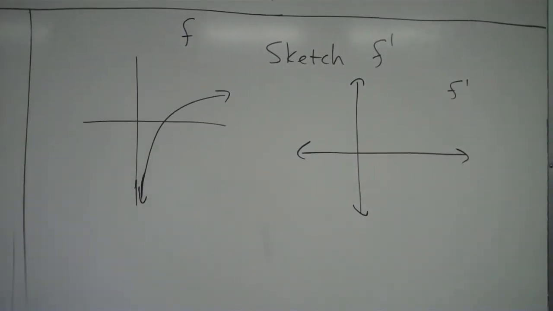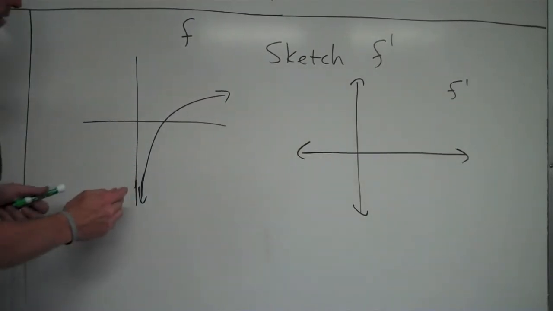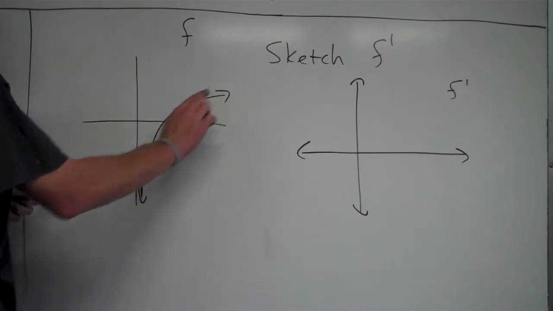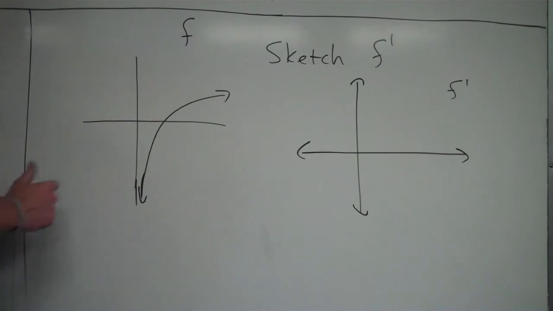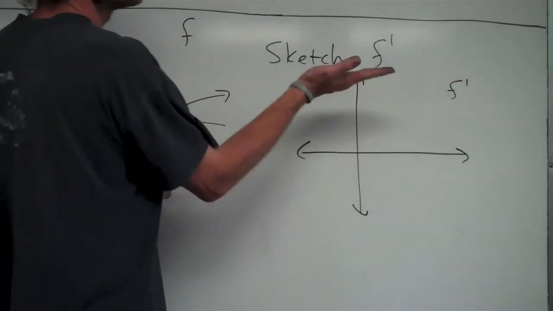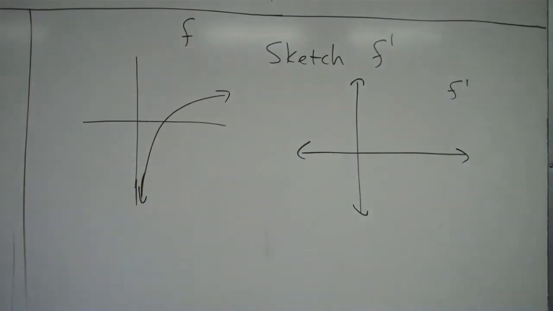I look at this graph, and one thing I notice from the start is the graph of f is always increasing, so the slopes are always positive. From left to right, the y values increase in value. That means that f prime is always going to be positive. It's always going to be above the x-axis. That is a key thing to observe right off the bat: I know the f prime graph is always going to be above the x-axis.